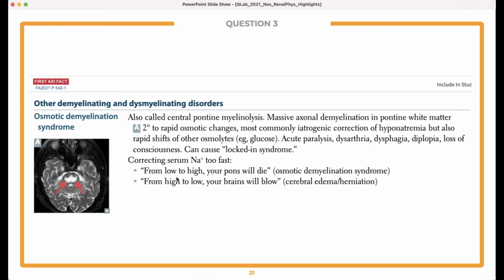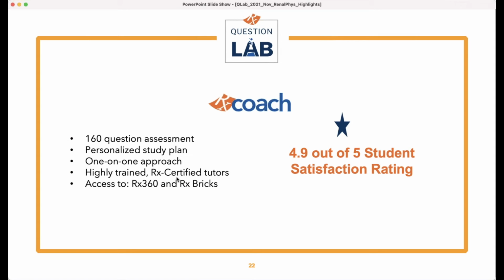Your brains will blow, and I saw a couple of you mention that within the question box, noting the decrease of the serum sodium level. So kudos to you for picking up on that, and kudos to the rest of you who got that right, and everyone else. Again, this is renal physiology, not an easy subject. So this is a great learning opportunity for you. So we're going to go to our next question here in a minute.